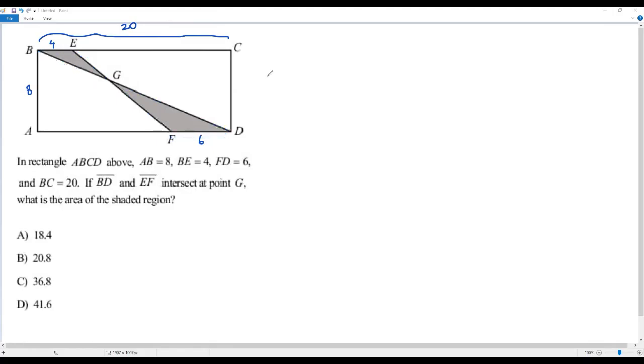Now let me write the ratio of their bases BE and FD. The ratio of the bases BE and FD equals 4 to 6. Here for both the terms of the ratio, we have the greatest common divisor 2. We can divide this one and this one by 2. When I do so, I am getting 2 to 3. So the ratio of the lengths of the bases for the two triangles is 2 to 3. Since these two triangles are similar, in whatever ratio we have their bases, in the same ratio we'll have the heights of these two triangles.